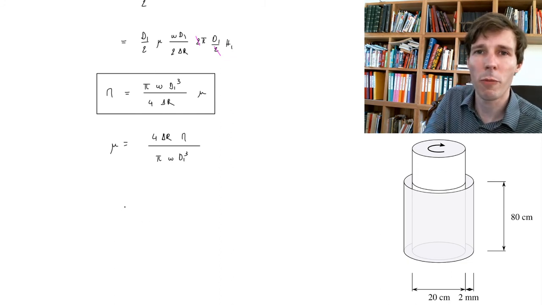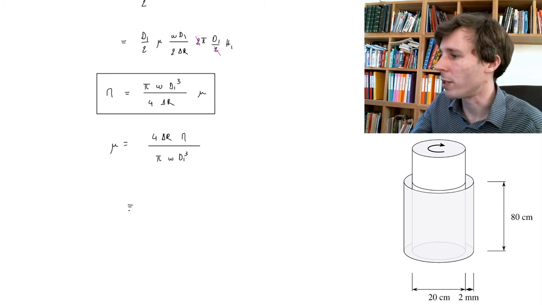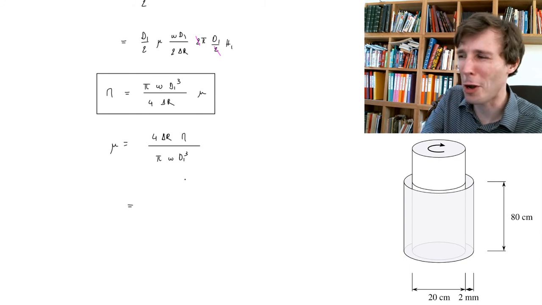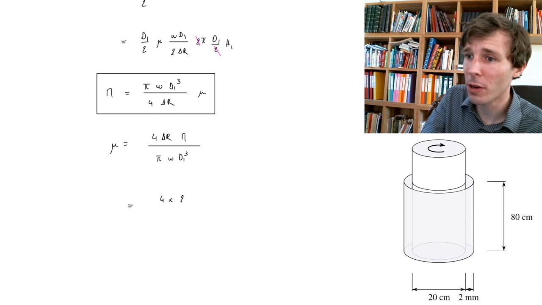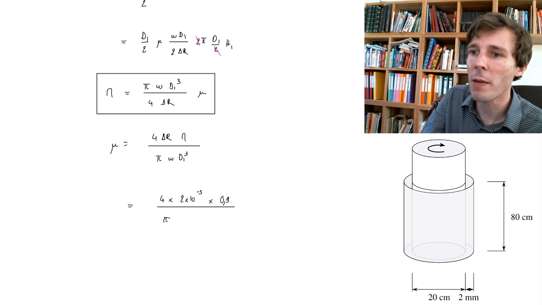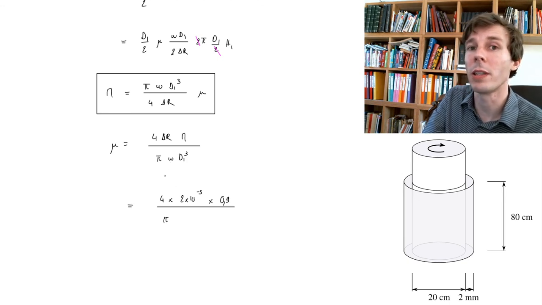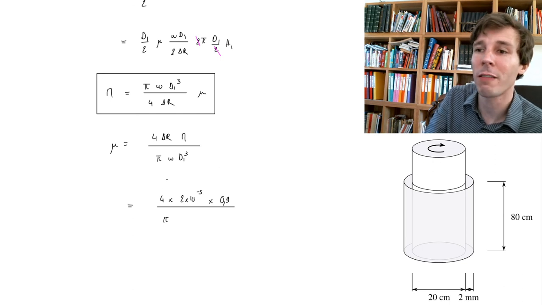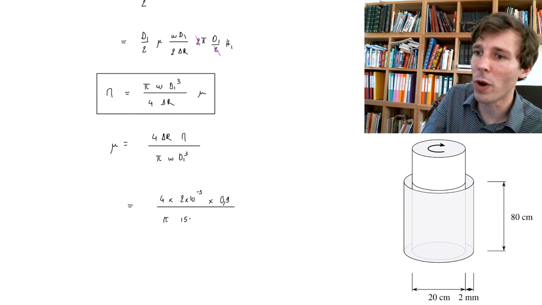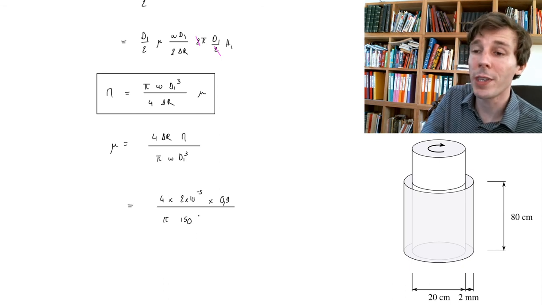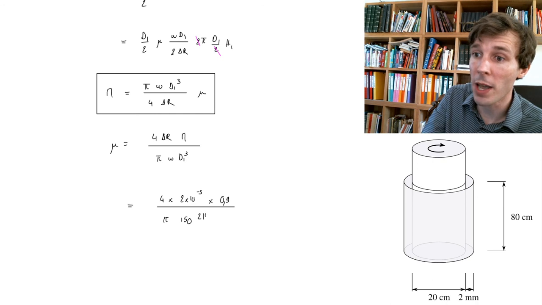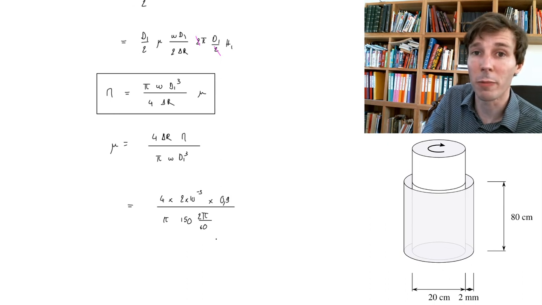And now it's just a matter of putting in numbers. If I remember correctly, but also looking at my notes on the side, I have 4 multiplied by delta R, which is 2 millimeters, 2 times 10 to the power minus 3. The moment is 0.9 newton meters. And then at the bottom, I have pi and omega. Be very careful, omega has to be expressed in radians per second. We don't have radians per second, we have rotations per minute. We have 150 rotations per minute. One rotation is 2 pi radians, and 1 minute is 60 seconds. So 2 pi divided by 60.